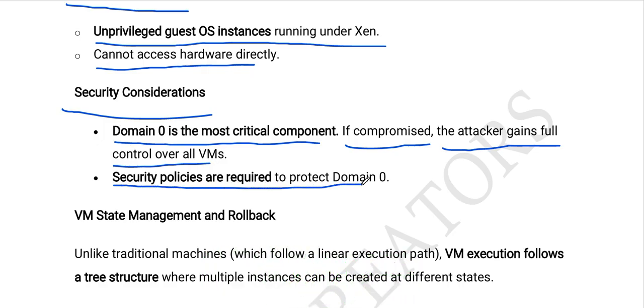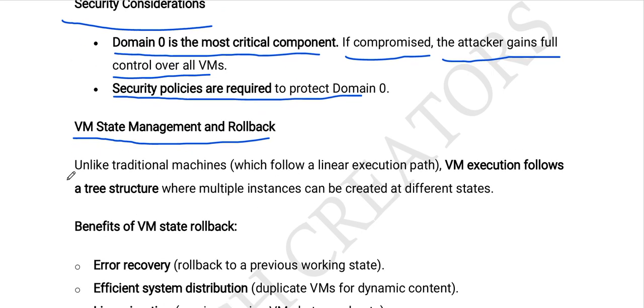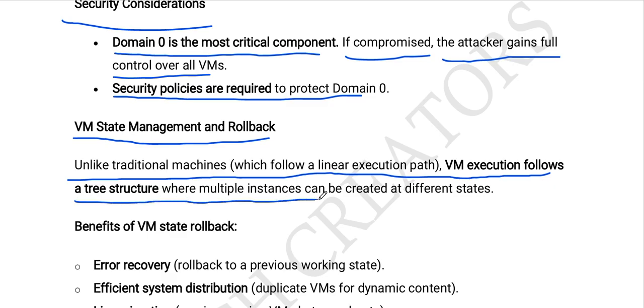Certain security policies are needed in order to protect the domain 0. Next is virtual machine state management and rollback. Unlike traditional machines which follow a linear execution path, virtual machine execution follows a tree structure where multiple instances can be created at different states.